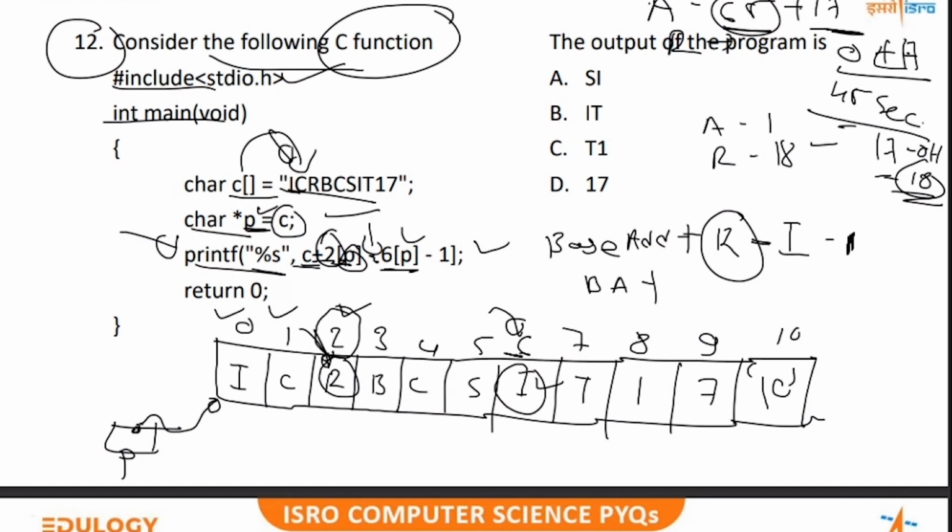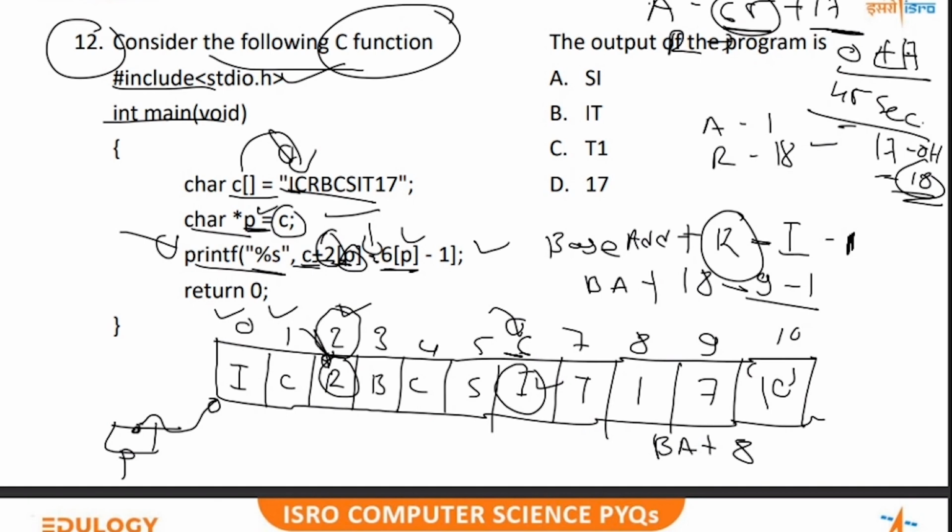Otherwise, you can simply put here 18, here I. What is I? 9 minus 1, which is 10. 10 plus 18 minus 10 plus 18, which is 8. So base address plus 8.